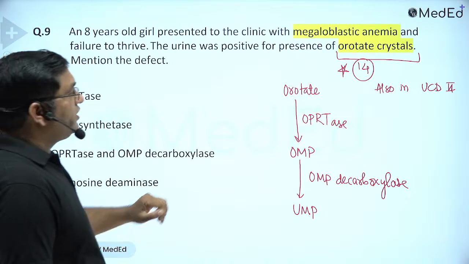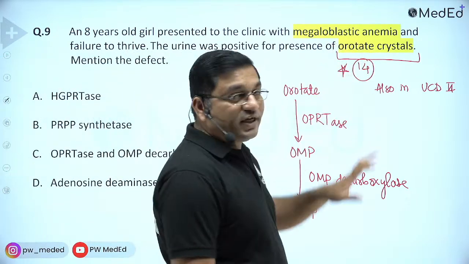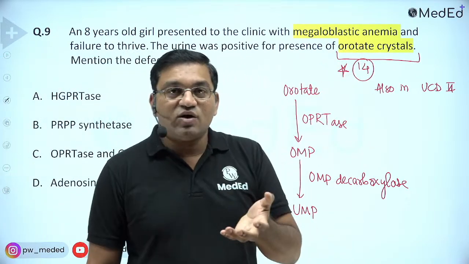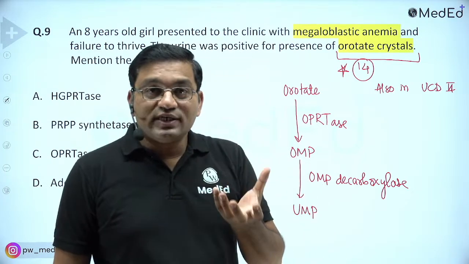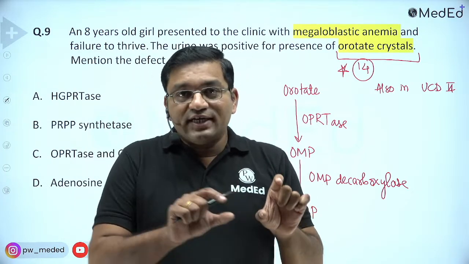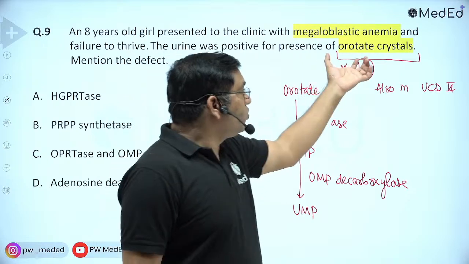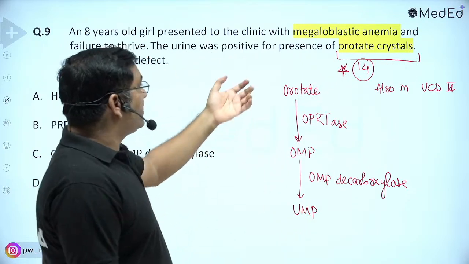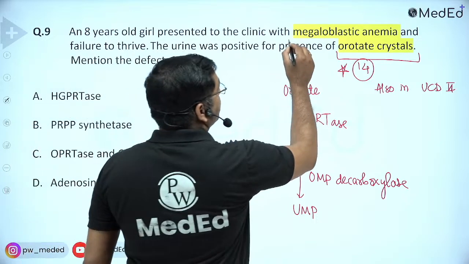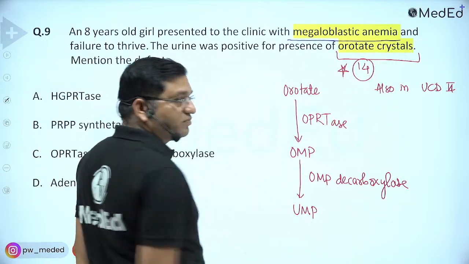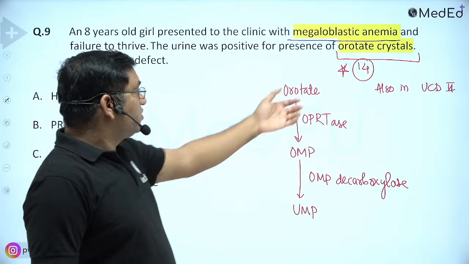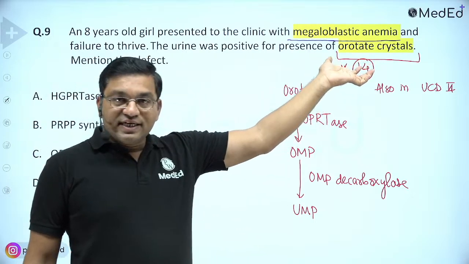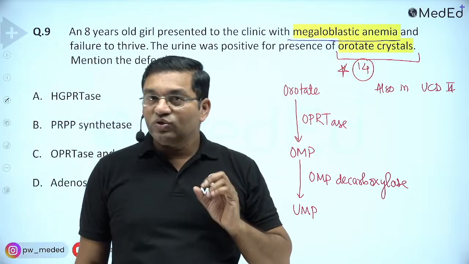Now see the point number 14, ओरोटेट एक्सक्रीशन. हमने बोला था ओरोटेट कब ओरोटेट एक्सक्रीशन मीन्स ओरोटिक एसिड यूरिया. ओरोटेट मीन्स ओरोटिक एसिड यूरिया. तो whenever there is orotic aciduria, it also causes megaloblastic anemia, because orotate is related with the pyrimidine nucleotide synthesis.